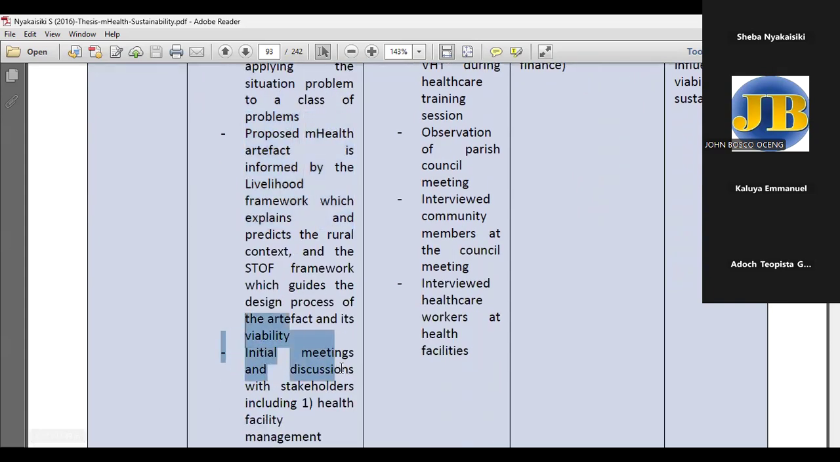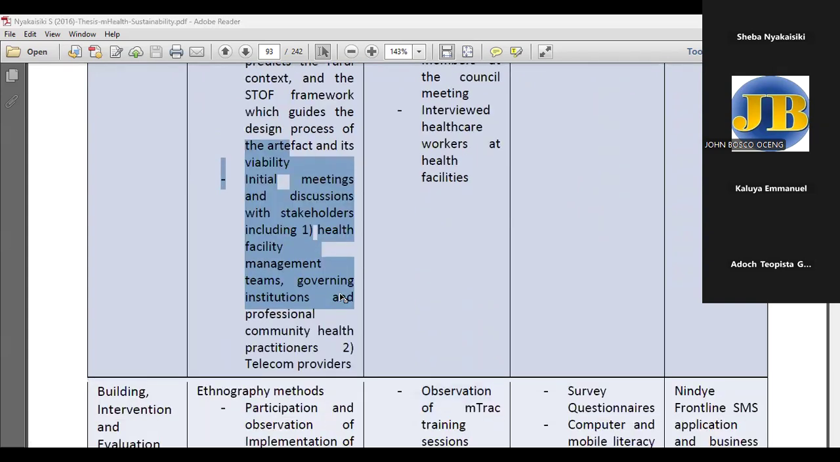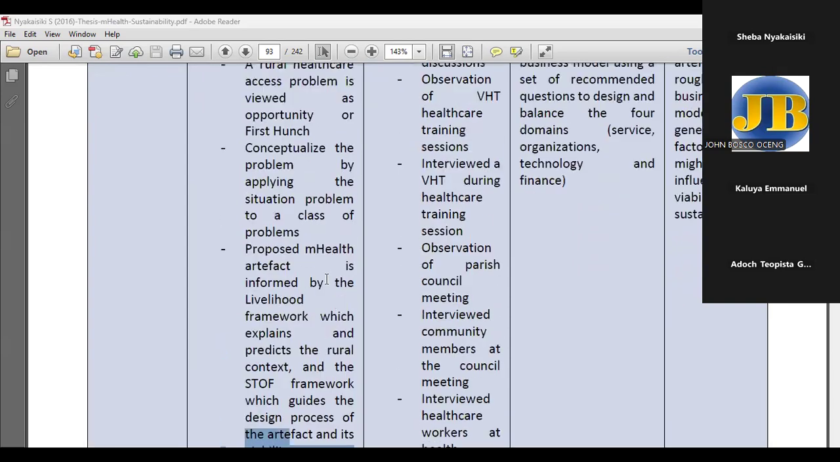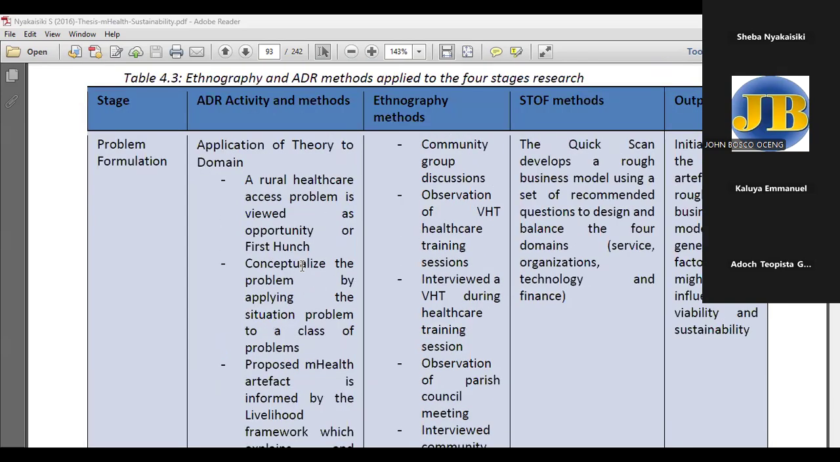Then I'm going to say the initial meetings and discussions with stakeholders. That is, I mentioned who those are, healthcare facilities, and so on and so forth. So of course, this was the final thesis, so I'm talking in past tense. In the initial one, you can simply say, in this problem formulation stage, I'm going to look at the literature review. I'm going to have my first contact with the case study area and have my first discussion. It can be that plain.